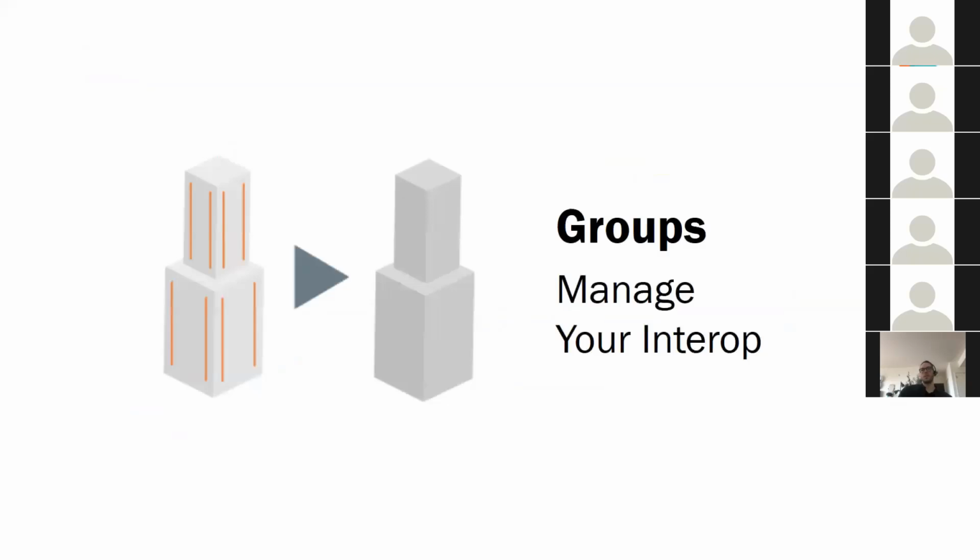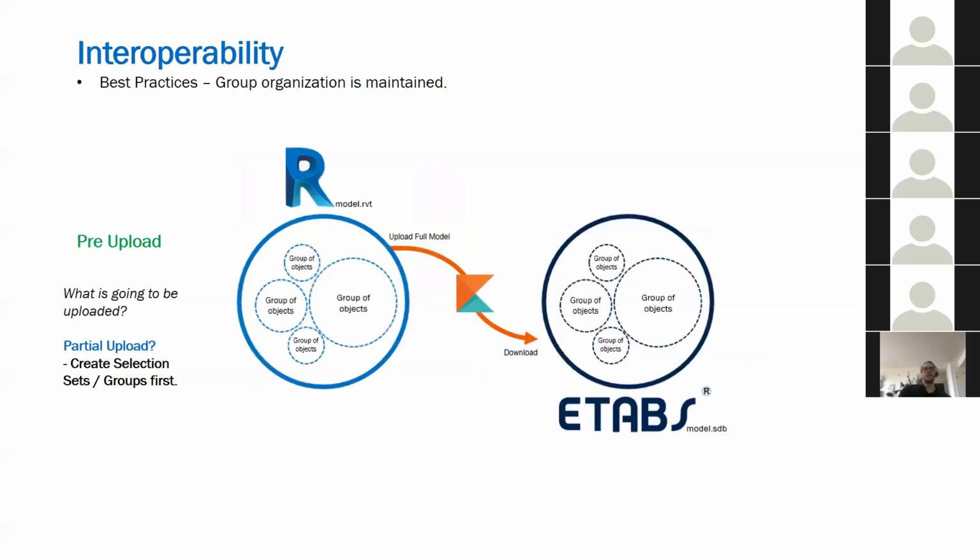Regarding groups and managing interoperability, we all know that different applications have different ways of collecting data into groups. Revit has selections, SAP has groups. Most CSI applications have groups. Even Rhino and Grasshopper have their own way of taking a chunk of elements and considering them one entity or one collection. In this case, when you pre-upload from a Revit model to an ETABS model, you're presented with a partial upload. In this case, create a selection set or groups first, or you can upload the whole thing.